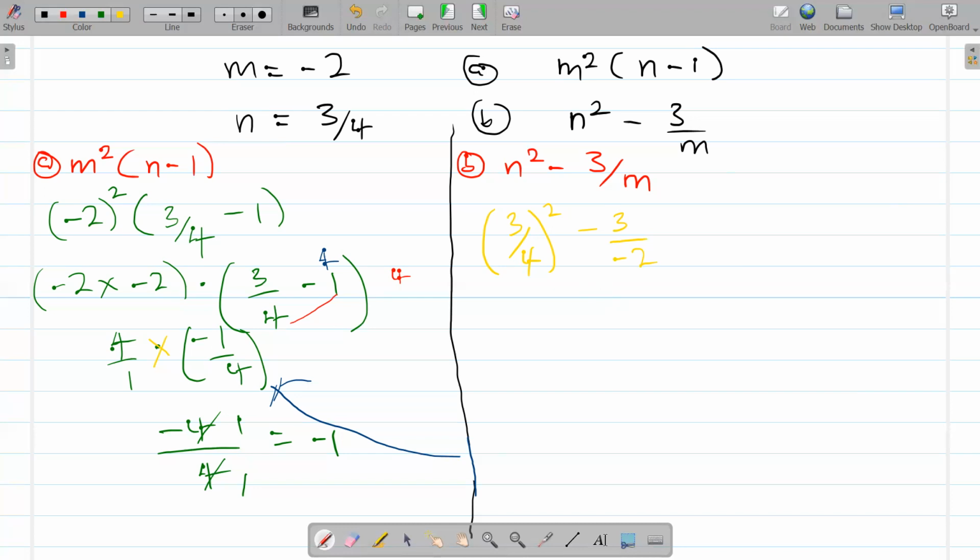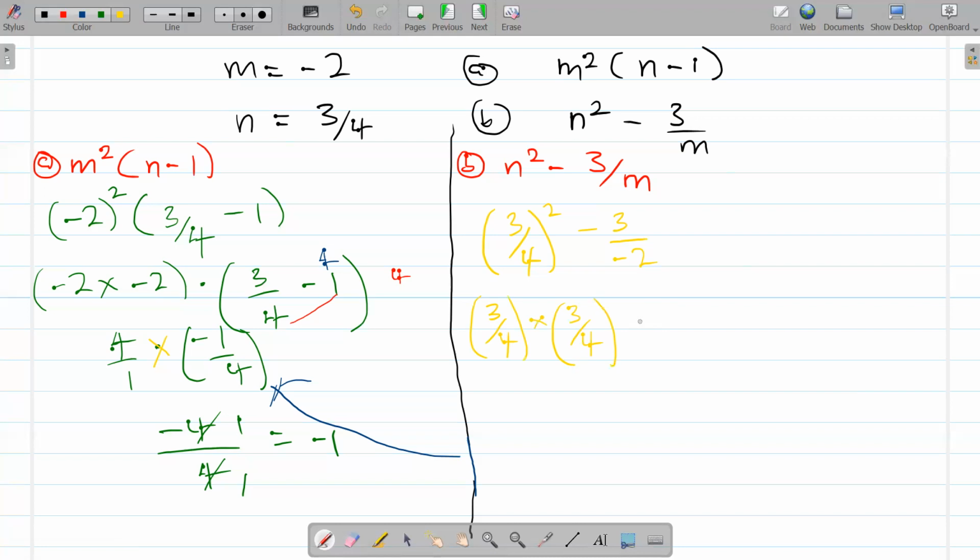3 over 4. So it's going to be 3 over 4 in brackets, 3 over 4 squared. Or should I break it down like? Yes, break it down. Okay, that's what, so it's good. Yeah, you've done it, which is 3, 9.